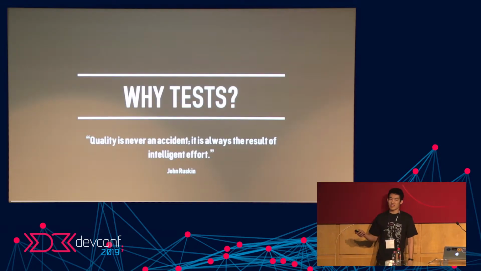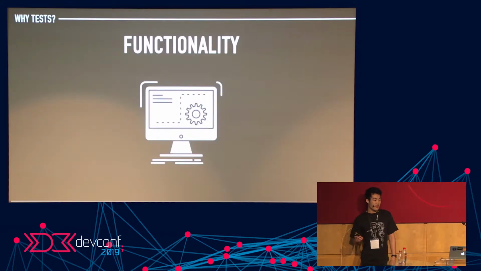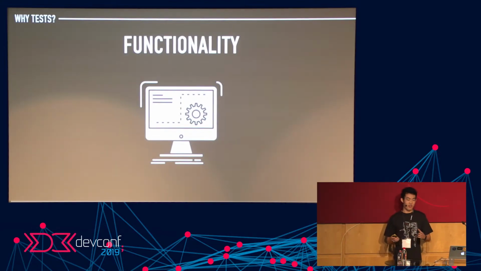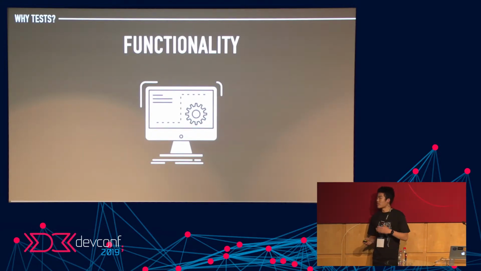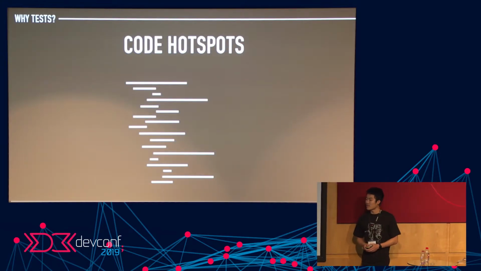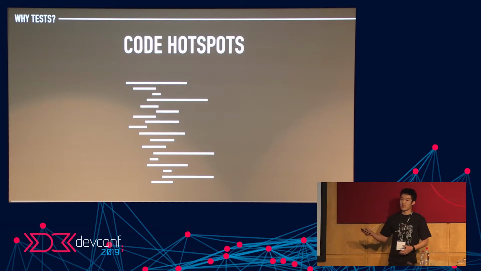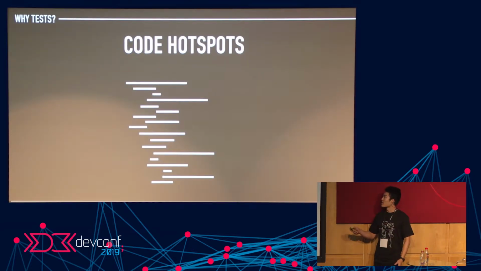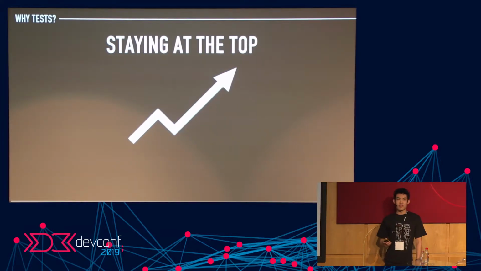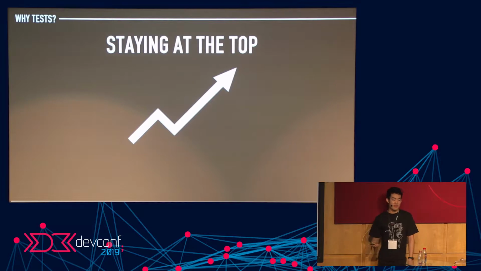Although this question might seem a bit preposterous, it's worth thinking about. We write tests to ensure the functionality of a code base, to ensure that every line of code does what it is supposed to do, so that we have a well-working product. And we also write tests to find the hot areas in our code where errors accumulate and are likely to occur. We also call them code hotspots. And ultimately, you need to write tests to stay at the top of the competition.